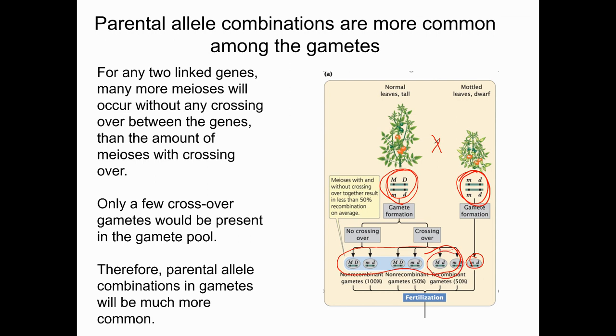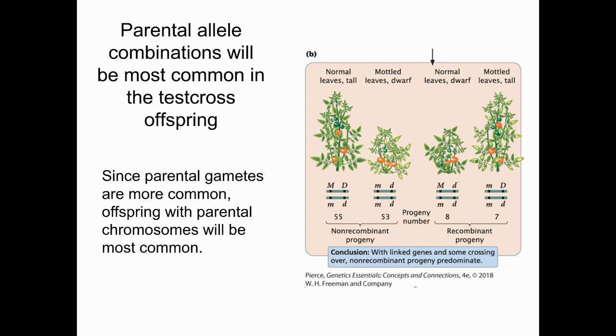But you will get a couple that result from these gametes, the crossover gametes. So you will get a few offspring, not very many, that have a big M with a little d on one of their chromosomes, or a little m with a big D on one of their chromosomes. So whatever combinations are the most common in the offspring, that really tells you what the allele combinations were in the heterozygous parent. Because the rule is parental allele combinations will always be the most common.